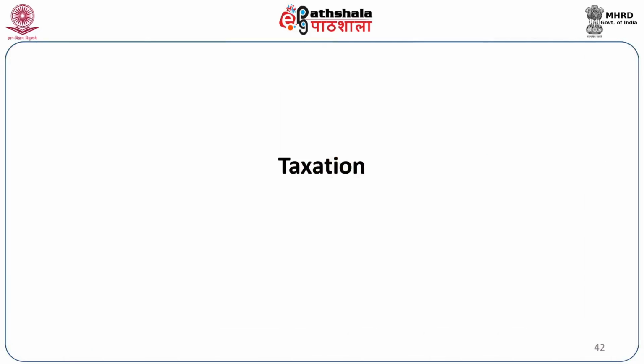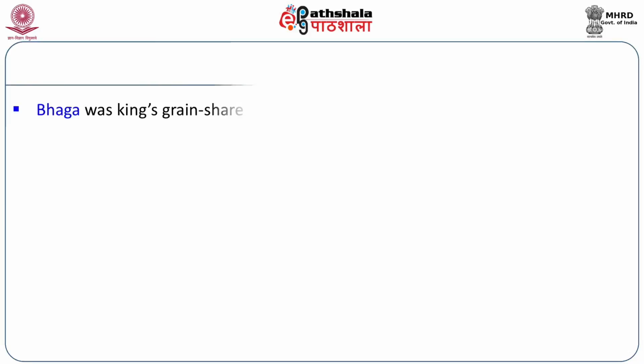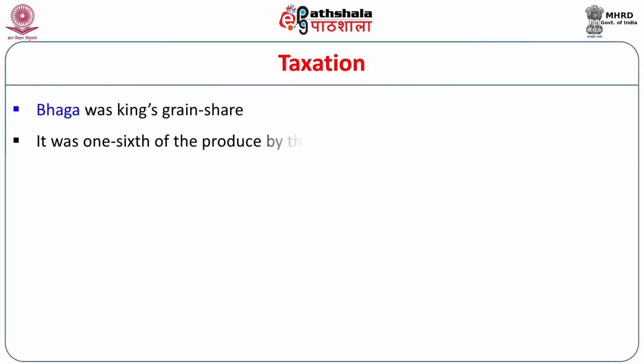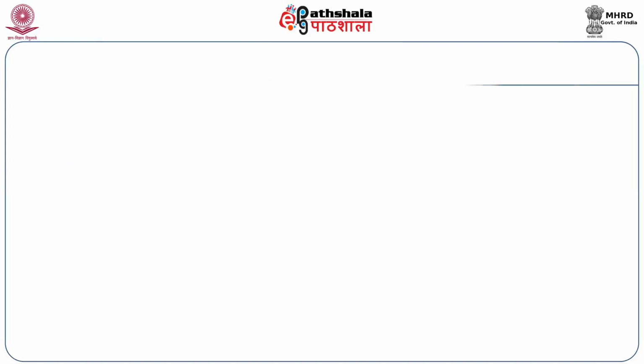The taxation. The Guptas actually introduced a regular system of taxation about which we came to know from their copperplate charters. In their copperplate charters, we have reference to Bhaga. Bhaga was the king's grain share, which is 1/6 of the produce. Uparikara is most probably as it refers to the additional tax, upari.